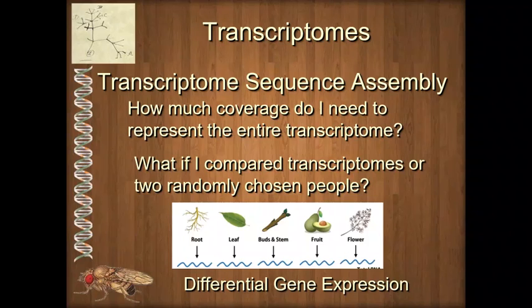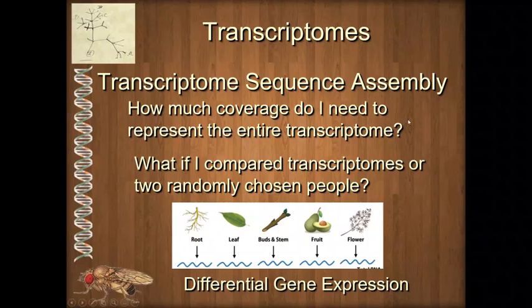So if I don't have adequate coverage, because it's random sampling, I'm going to over and over and over again sequence the ones that are there at high frequency, and I may miss other, maybe even important transcripts, but ones that are not at high frequency in the cell.